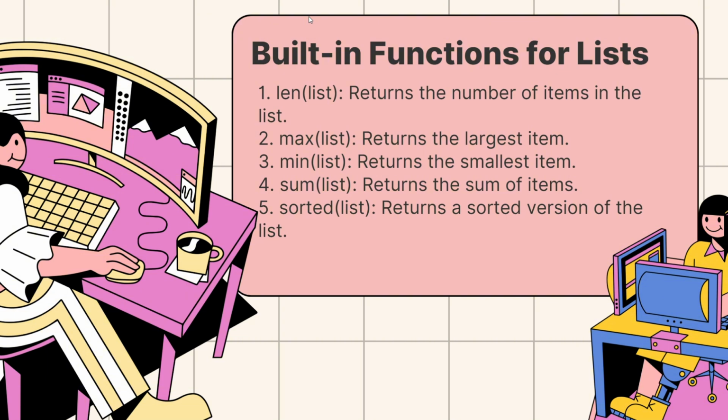Built-in functions for list. 1. len(list). Returns the number of items in the list. Number 2. max(list). Returns the largest item. 3. min(list). Returns the smallest item. 4. sum. Returns the sum of items. 5. sorted. Returns the sorted version of the list.